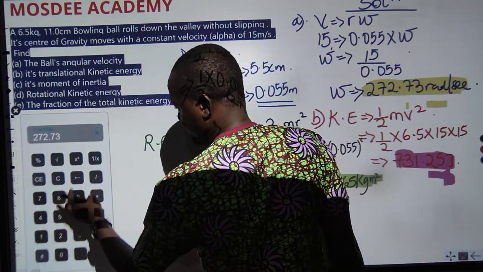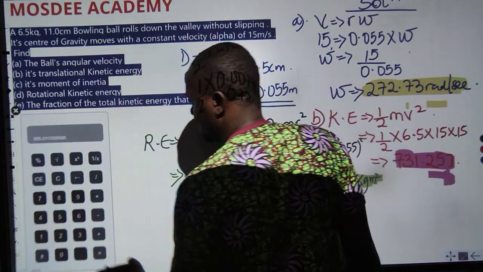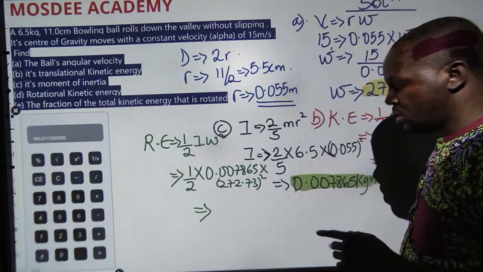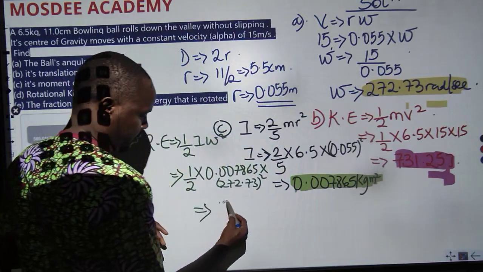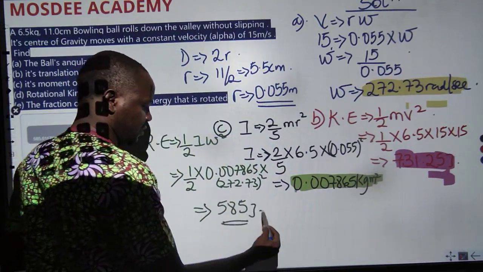272.73 square. So that's the issue. Okay. Hopefully it will be correct. 585.0. So I can just say 585 joules. I will just write that. So 585 as a rotational kinetic.